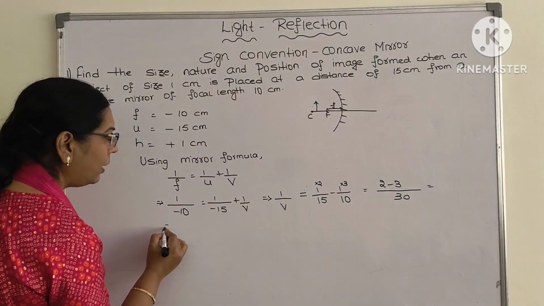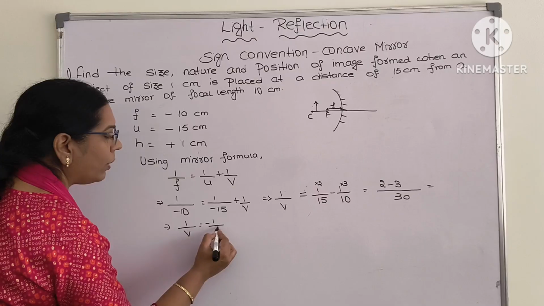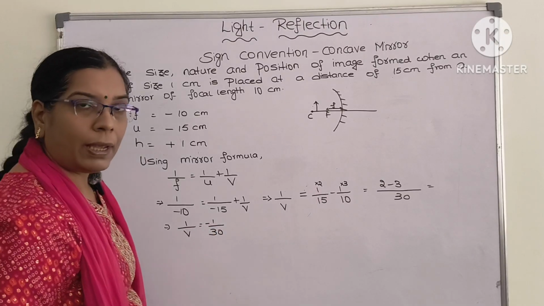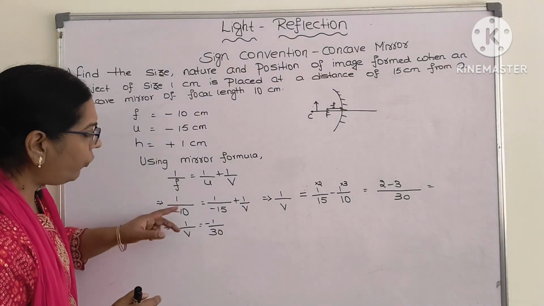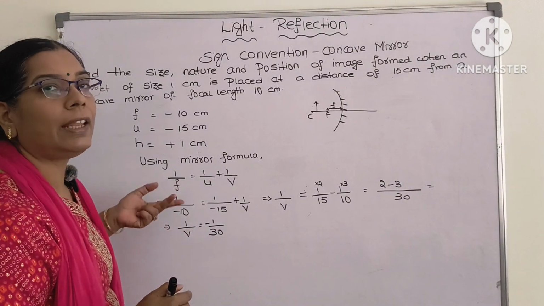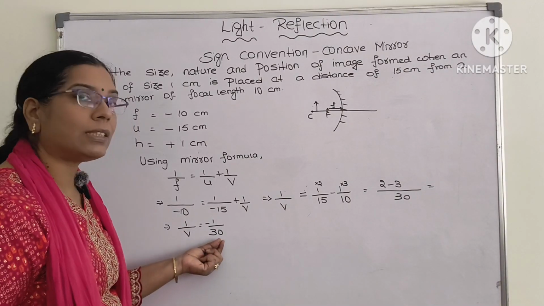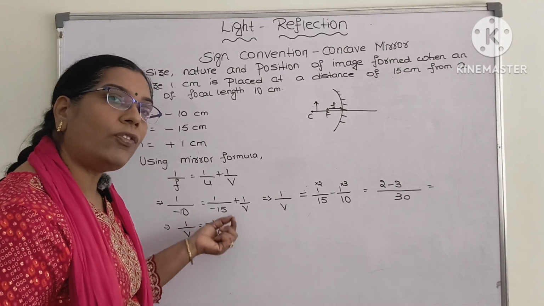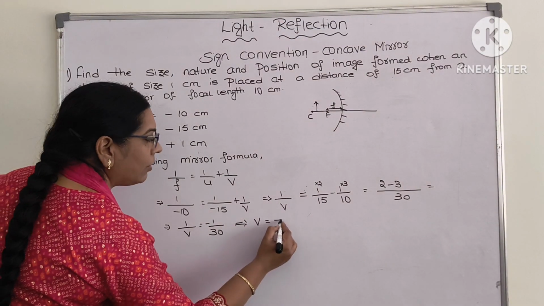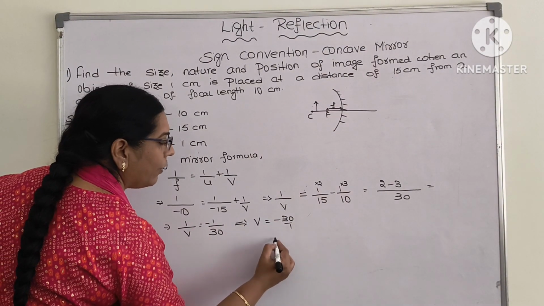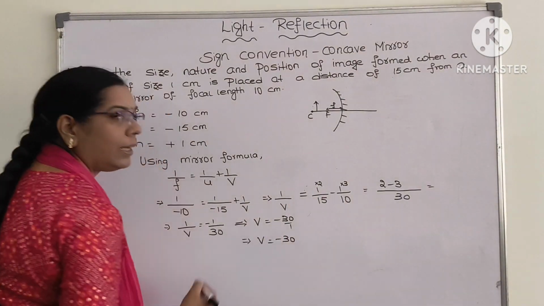So, what does this mean? This means that 1 by V is equals to minus 1 by 30. Do I need my 1 by V value? No, I need just the V value. So, I will flip the LHS, which means I'll take the reciprocal of the LHS. When I take the reciprocal of the LHS, I have to take the reciprocal of the RHS also. So, V is equals to minus 30 by 1. That means V is equals to minus 30.